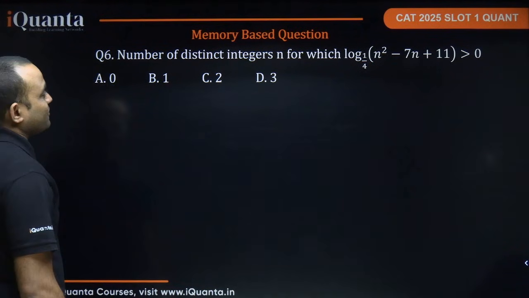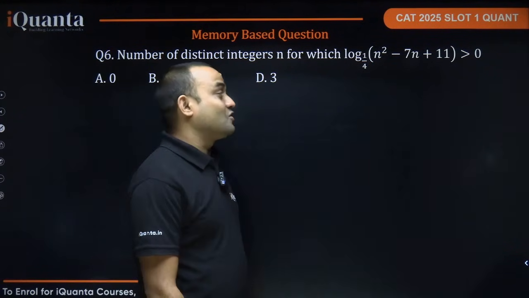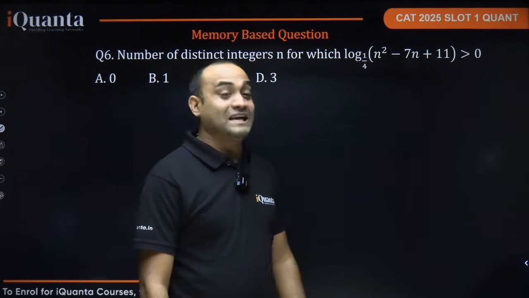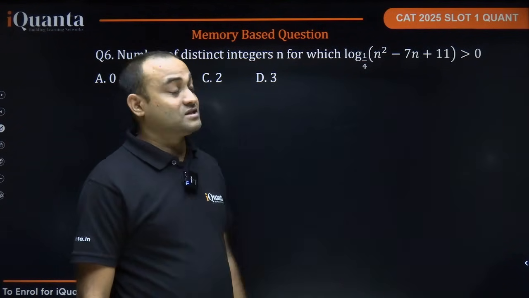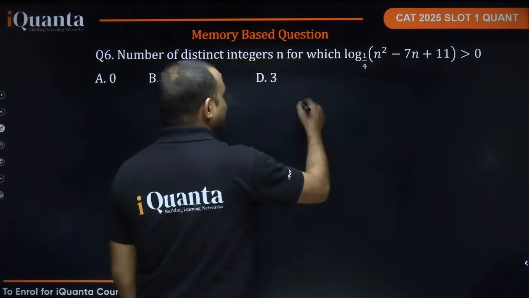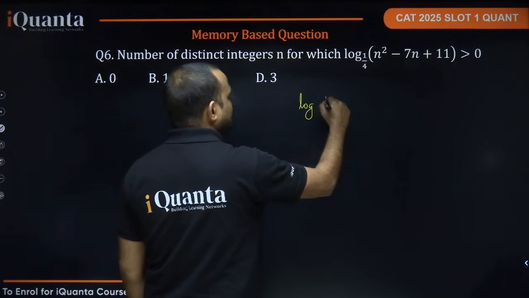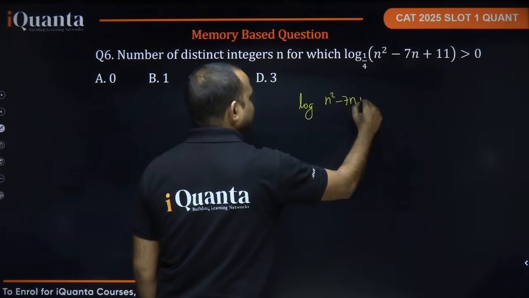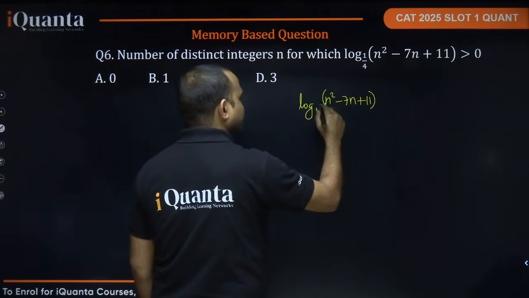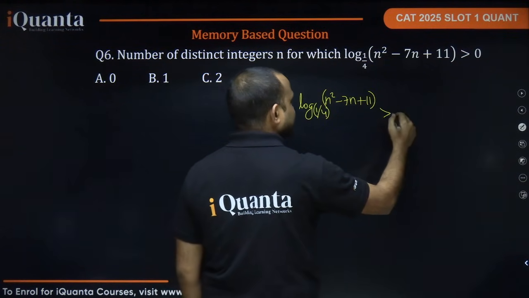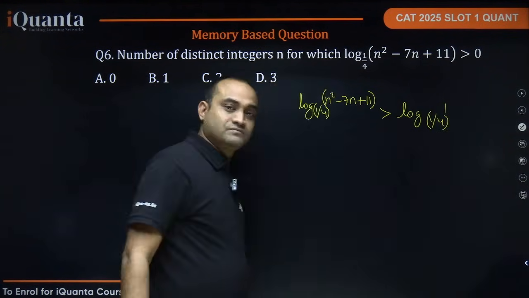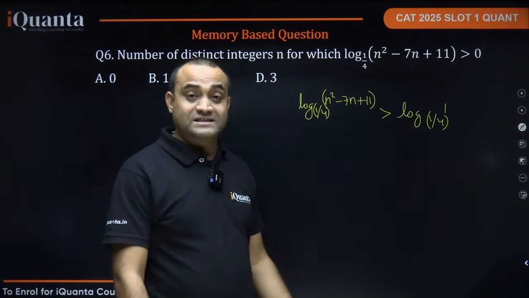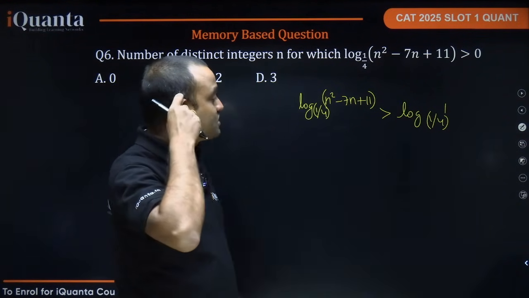Question number 6, number of distinct integer n for which log of n square minus 7n plus 11 to the base 1 by 4 is greater than 0. Now this was a really good question. We have log of n square minus 7n plus 11 to the base 1 by 4 is greater than 0. Can I write this as log 1 to the base 1 by 4? Because log 1 of any base is 0. Base should be positive, not equal to 1.